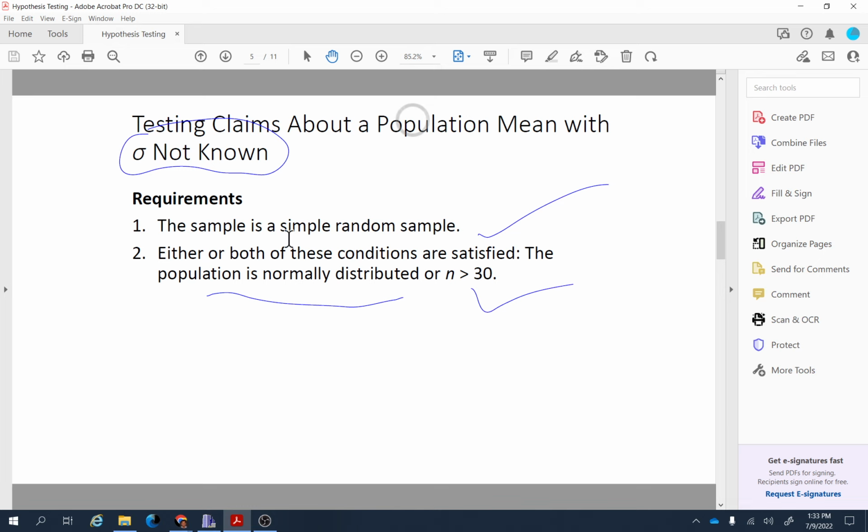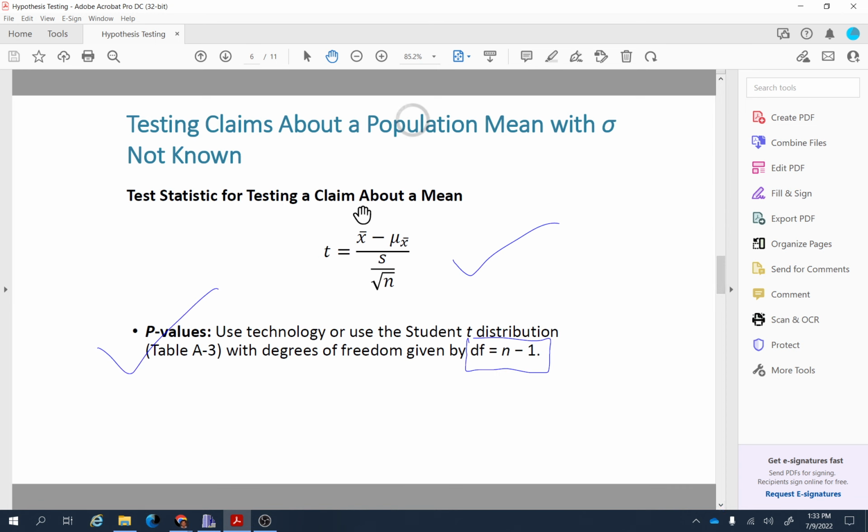The sample should be a simple random sample. And second, either the population is normally distributed, or the sample size should be greater than 30. If you have both true, then that's good, but at least we need one of them to be true. So this is the formula you should know for finding the t-value, which is the sample mean minus the population mean, divided by the standard deviation for the sample divided by the square root of the sample size.